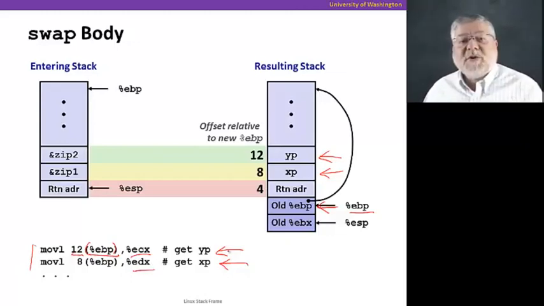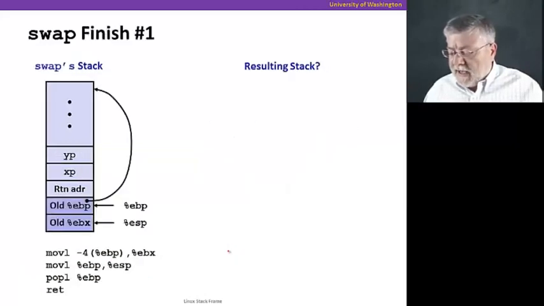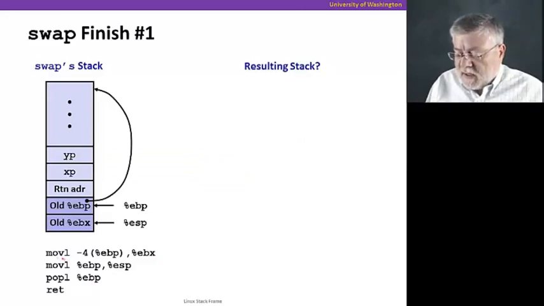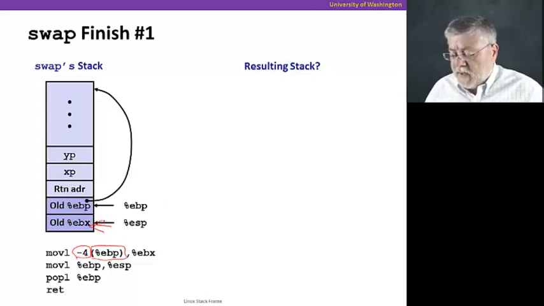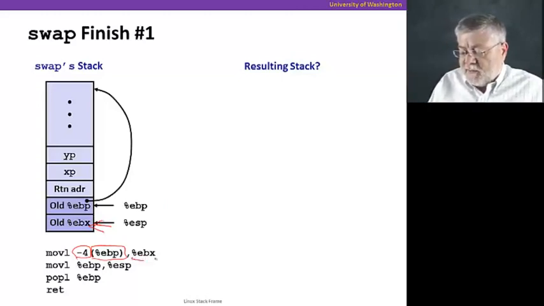Once we have the arguments, of course, we'll perform the operations of the swap function, but we've seen those before already. So let's skip ahead and talk about the finish portion of swap, those instructions at the end that clean things up. Here we see a move instruction that takes the base pointer, subtracts 4, so we're actually going to look at this location, 4 down from the current value of our base pointer, and go take that value and put it in EBX.